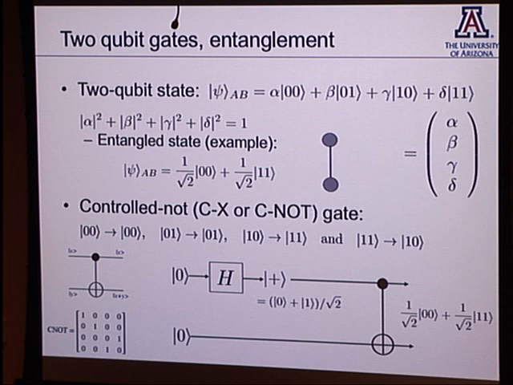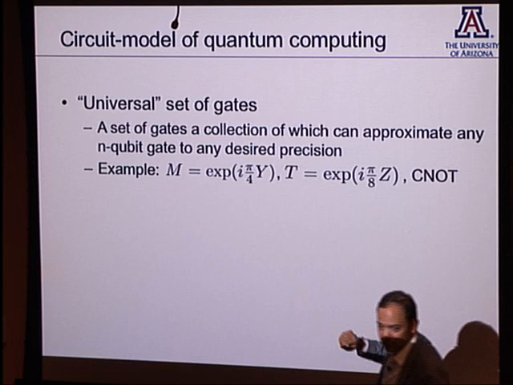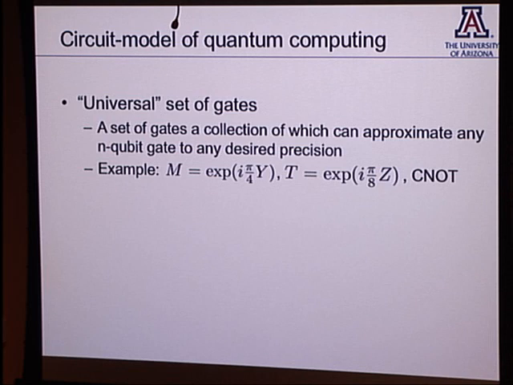Now, the fun part is that these gates that I just gave you, single qubit gates and two qubit gates, if I take a certain collection of single qubit gates and just that one two qubit gate that I gave you, this control NOT gate, you can put together an arbitrary unitary operation on any set of qubits. And this was first proven formally and shown by two people called Solovay and Kitaev.